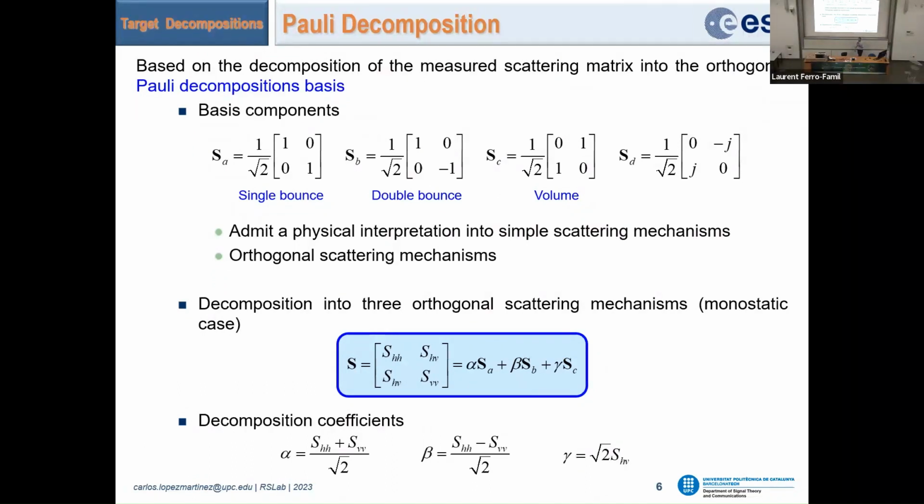into this composition. In this case, it's super easy, and you can see that alpha, which corresponds to the power associated to the single bounce, beta associated to the double bounces, and gamma associated to the volume are obtained in this way. The way to obtain the coefficients is given by this expression here. And the most important thing is that in this case, we are using the complex images. They cannot be obtained from only intensity, because here and here, the phase between the SAR images plays a role.